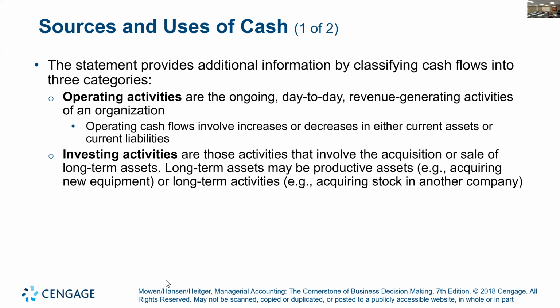All right, so anyway, in the operating section, you can think that anything that affects net income is going to be in that section: sales, buying inventory, paying bills, stuff like that. On the balance sheet, operating cash flows are associated with the current assets and current liabilities, such as inventory, receivables, accounts payable, wages payable, salaries payable, anything that is current.